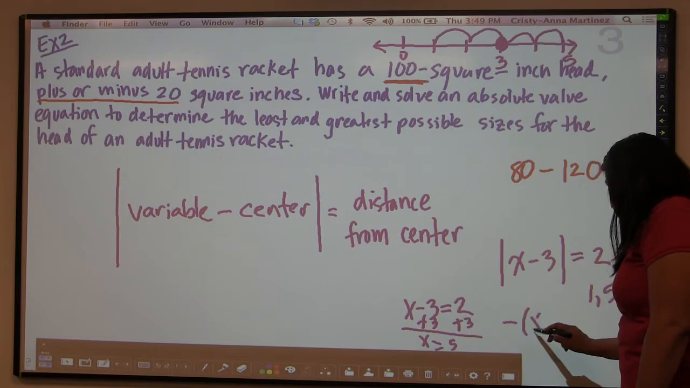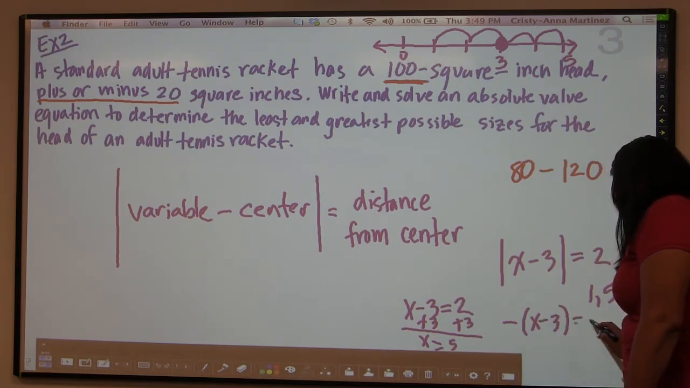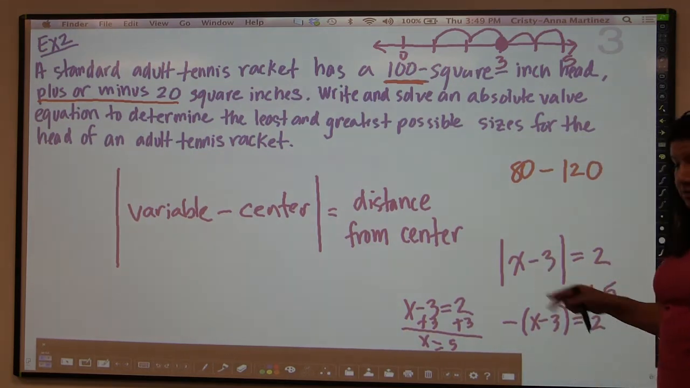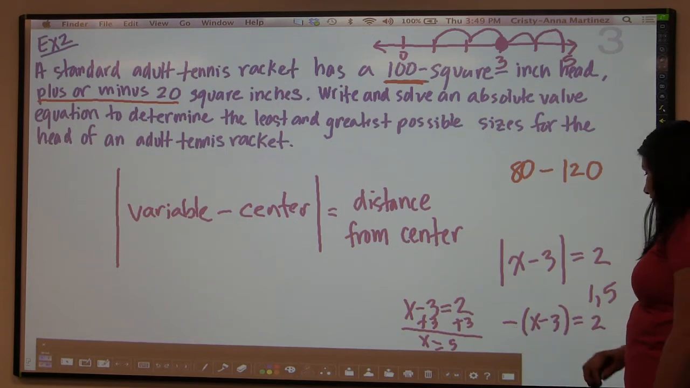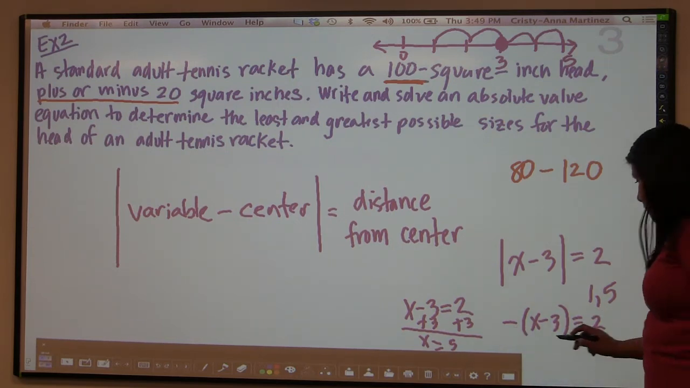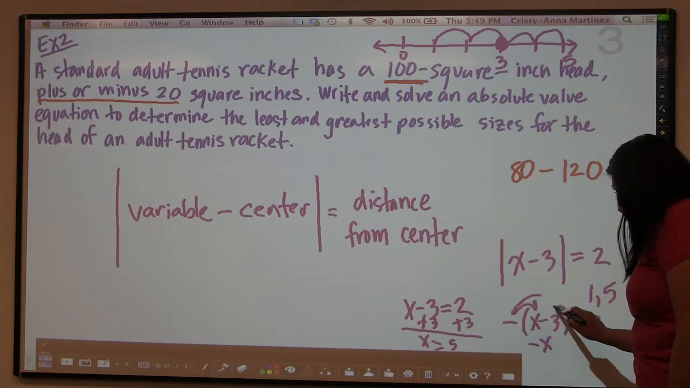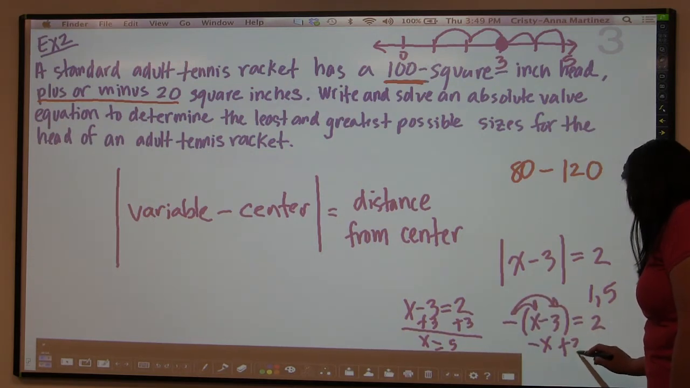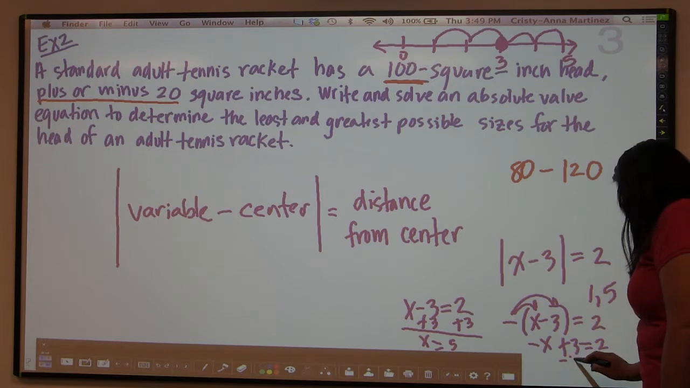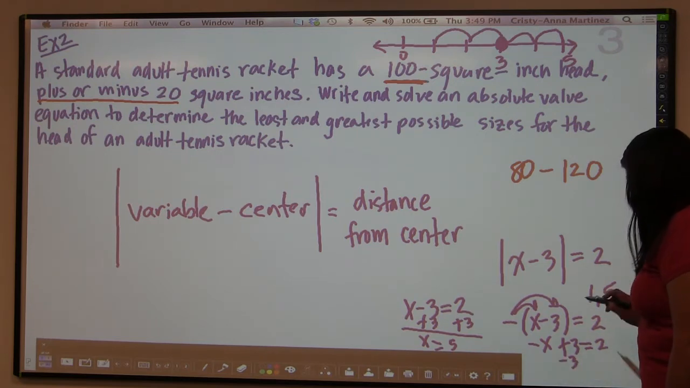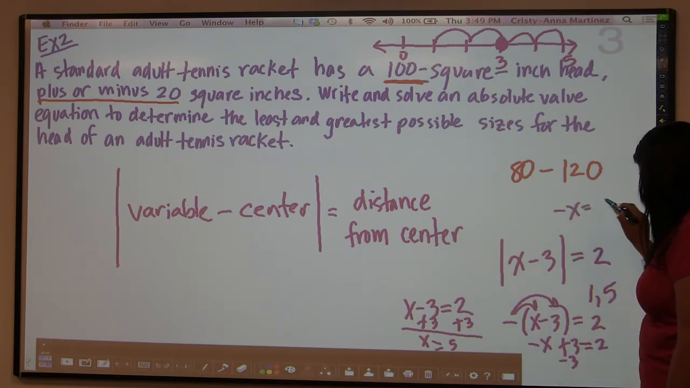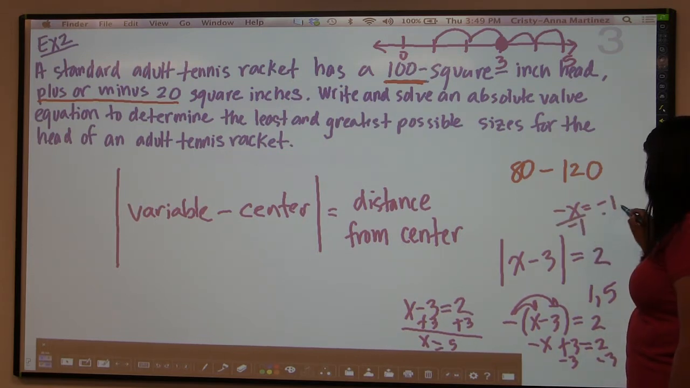The negative case means that you negate what's inside the absolute value bars. So I have negative x minus 3 equals 2. And this time I'm going to get negative x. And then negative times negative 3 is positive 3. I subtract 3, and I get negative x equals negative 1. And then when I divide by negative to get rid of that negative, I'm going to get x equals positive 1.